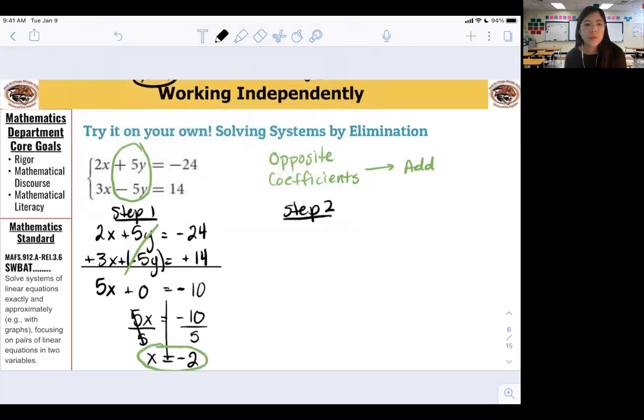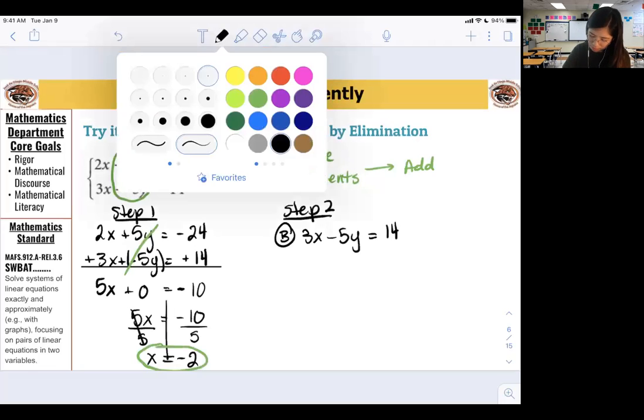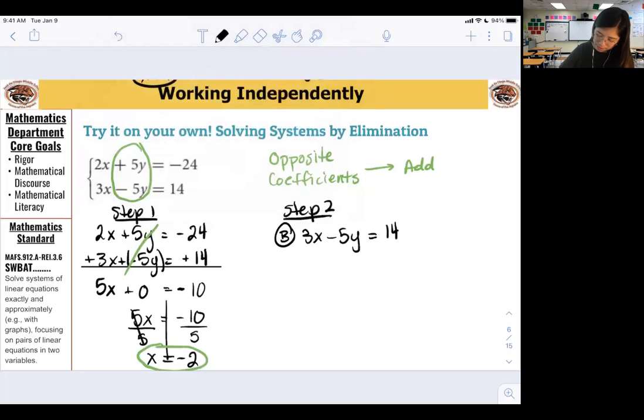Do you guys want me to plug it into A or into B? B. All right, sounds good, Lauren. A. Ooh, sorry, Lauren beat you to it. All right, so here we go. Now B is kind of nice because, well, they both have negatives, but at least the numbers are a little bit smaller in this one. So I'm going to plug that in for X.